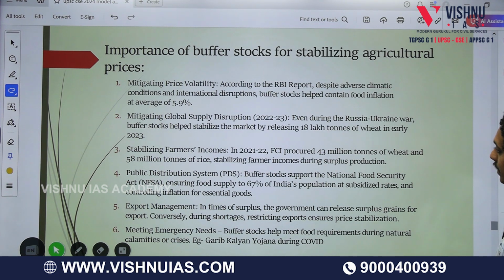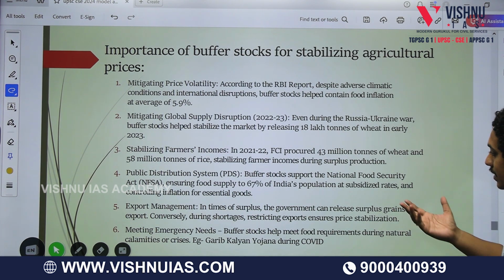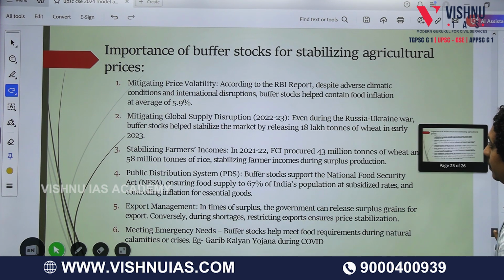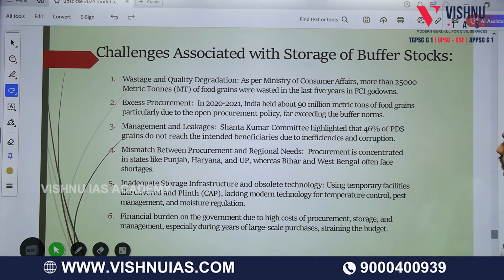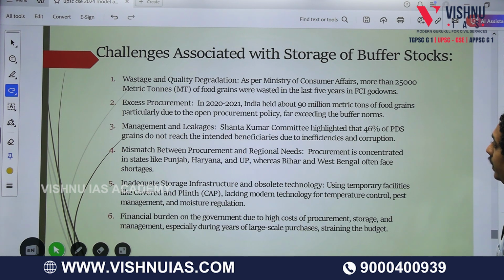Mitigating global supply disruption, stabilizing farmers' income. This can be there because we procure the goods, no? PDS, export management, meeting emergency needs. Challenges. Definitely there are certain challenges involved. In fact, this is the theme of the question. Wastage and quality degradation. Excess procurement, because in India we have got more procurement, that is another problem.